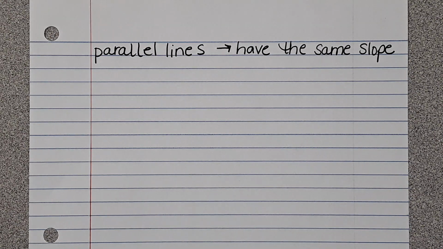If I tell you that two lines are parallel and one slope is 3/4 and the other slope is 6/8, those are parallel. You just haven't reduced the 6/8. Okay?